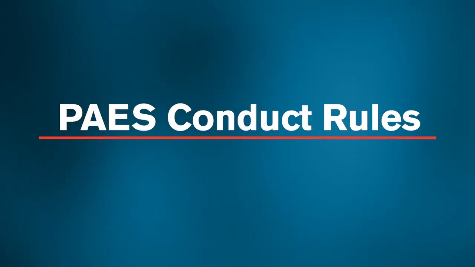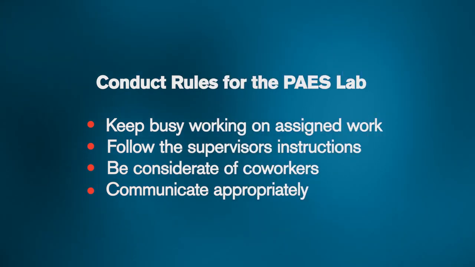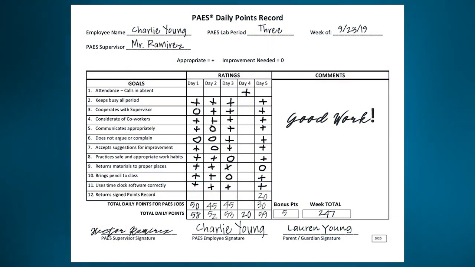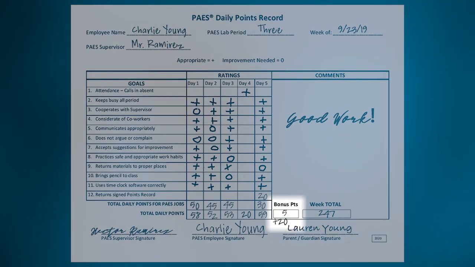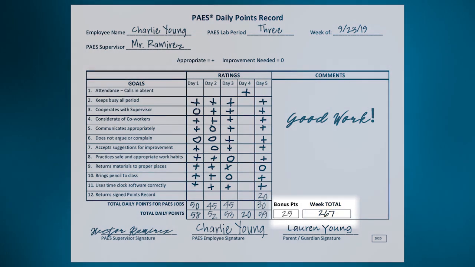The conduct rules are another tool you can use in conjunction with the daily points system to help further encourage proper workplace behaviors. These are the conduct rules for the PAES lab. Keep busy working on assigned jobs the whole lab shift. Follow the supervisor's instructions. Be considerate of coworkers. And finally, communicate appropriately. Feel free to add additional bonus points in the bonus points box at your discretion for employees who follow these conduct rules. Remember to update the weekly total.